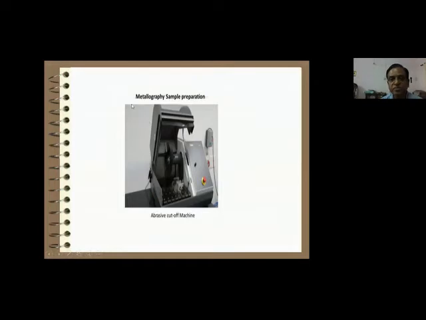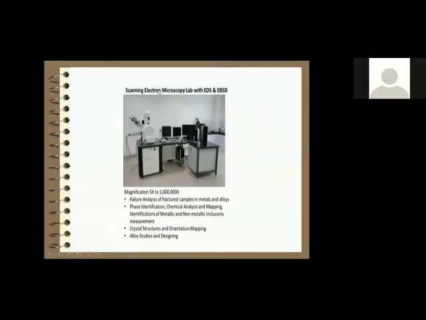This is an optical metallurgical microscope. This is a cutting machine. This is metallurgy sample preparation, an abrasive cutting machine. And this is scanning electron microscopy for further detailed analysis of the failure sample or fracture analysis.